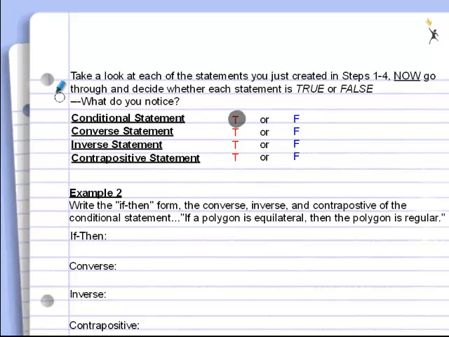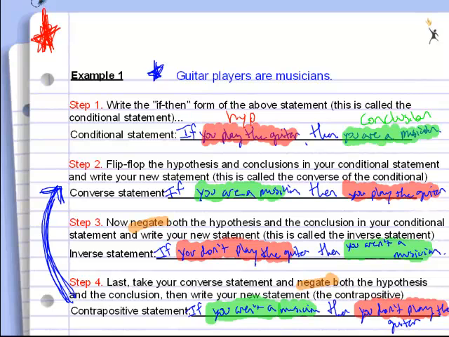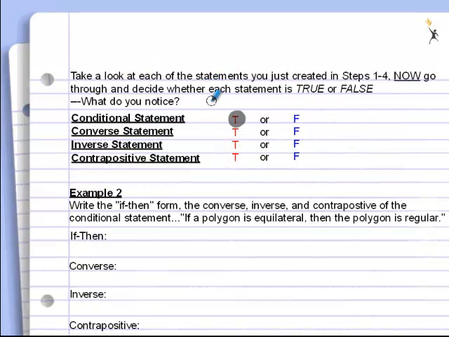Let's look at the converse statement. If you are a musician, then you play the guitar. Well, I know lots of musicians that don't play the guitar. They play a different instrument. They might play the drums, or they might play the cowbell. Just kidding. But that's not a true statement. You don't have to play the guitar to be a musician.